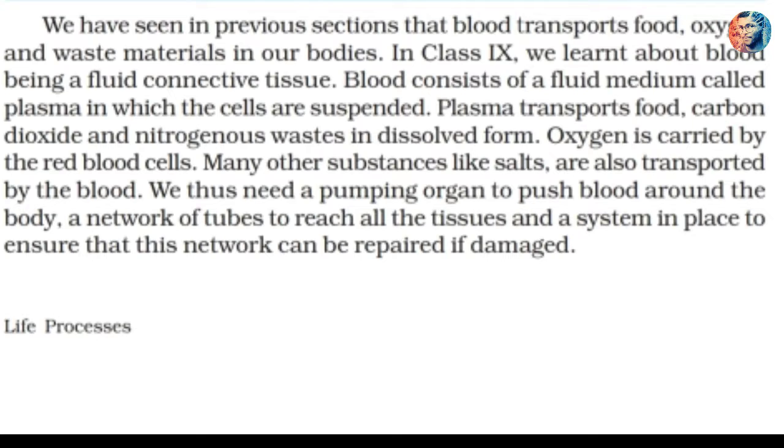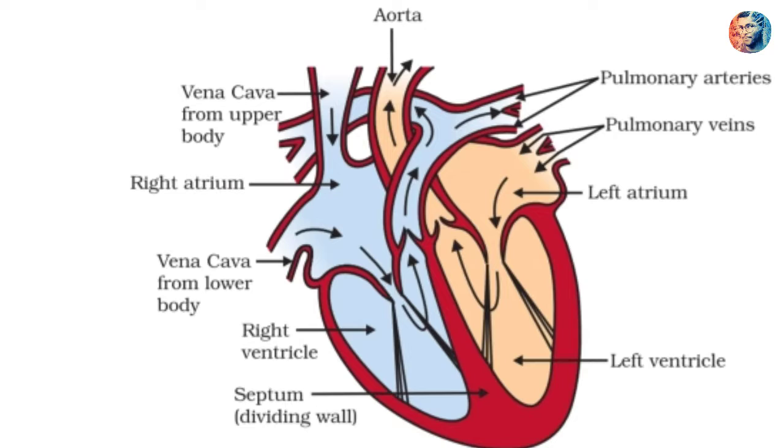So we need a pumping organ to push blood around the body. That pumping organ is our heart. Now we can discuss the heart. This is the cross-sectional view of the human heart. The human heart has 4 chambers: the right atrium, left atrium, right ventricle and left ventricle. These chambers help prevent the mixing of oxygenated and deoxygenated blood.